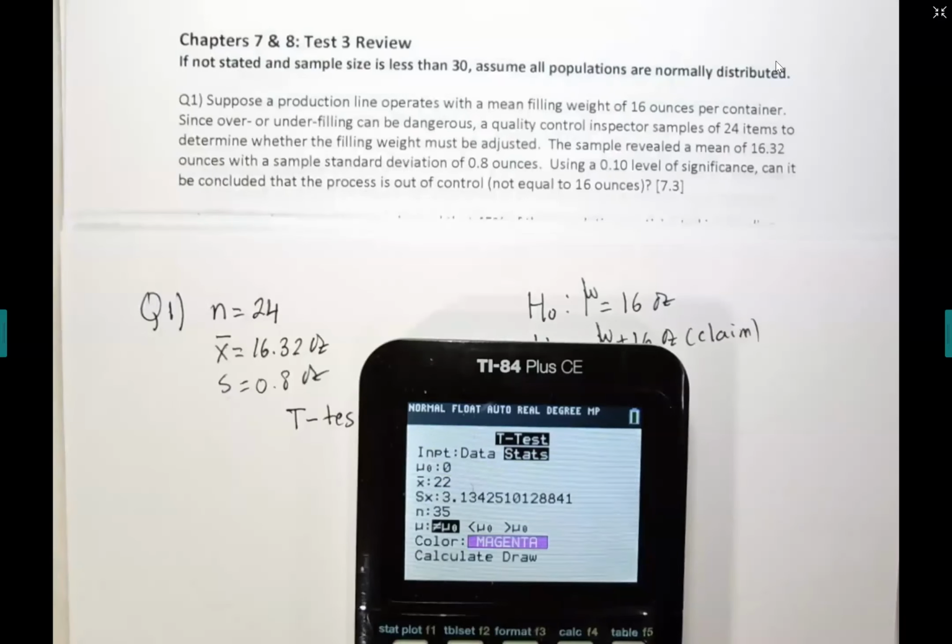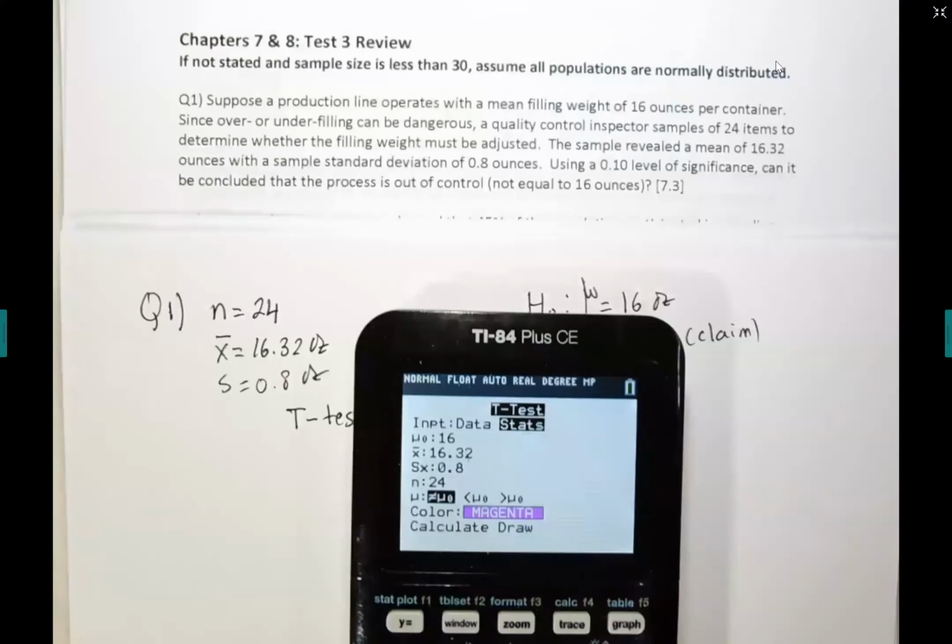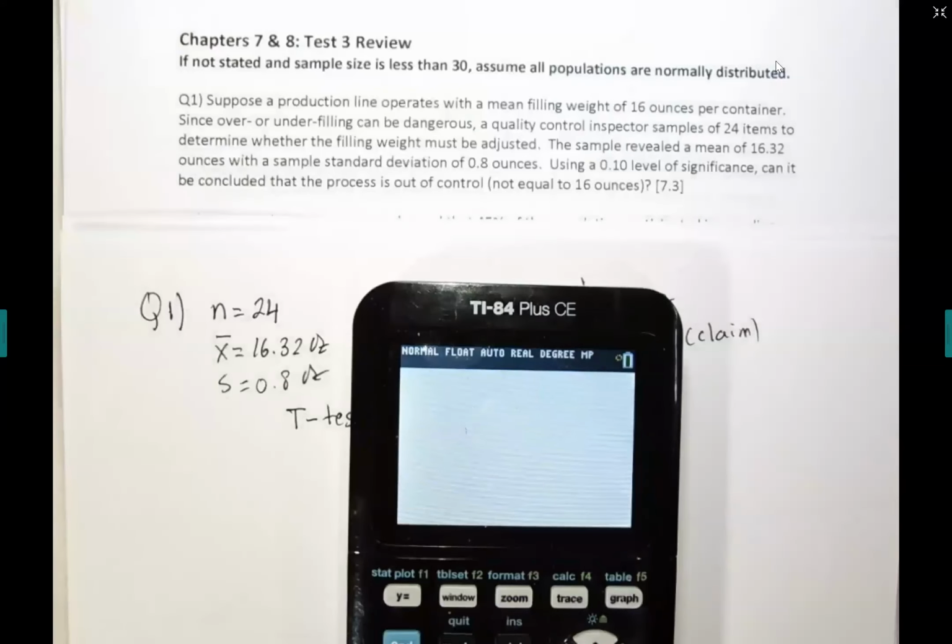Mu0, it's the value in the null hypothesis, which is 16. X bar is 16.32. Standard deviation is 0.8. n is 24. And mu is not equal to mu0. And I'm going to hit calculate, guys. And I got t to be 1.9595. So if you round it, guys, it's going to become 1.96. And the p-value is 0.0623.